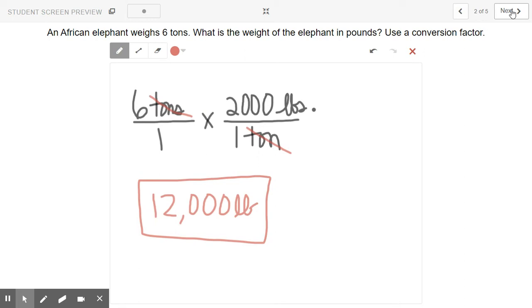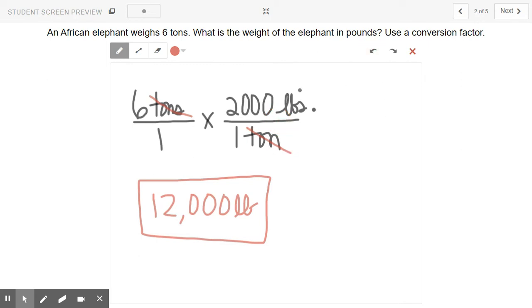An African elephant weighs 6 tons. What's the weight of the elephant in pounds? Use a conversion factor. So I'm going to write 6 tons times, and when you make your conversion factor, this is your conversion factor. Since tons is on top, I know I'm going to have to put tons on the bottom so that they would cancel each other out, and then pounds would be on top.